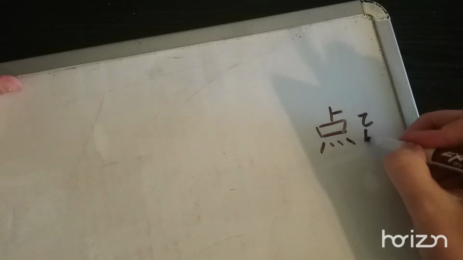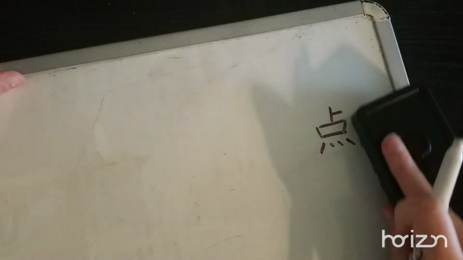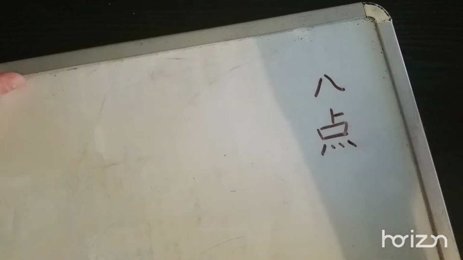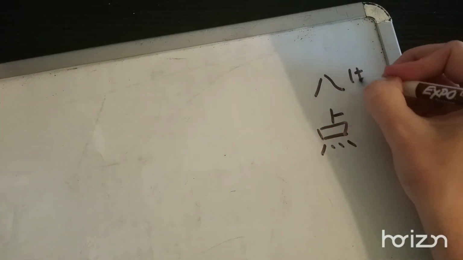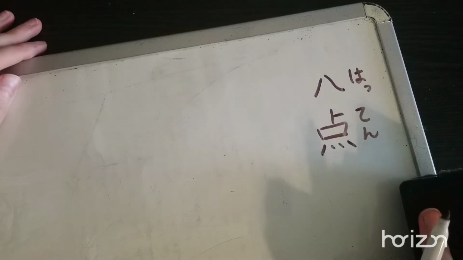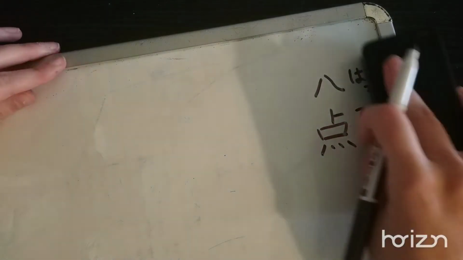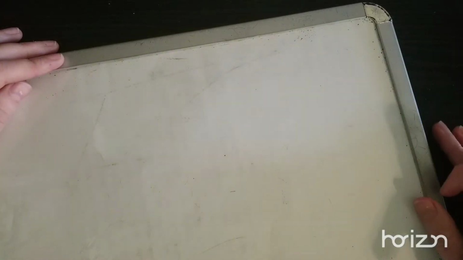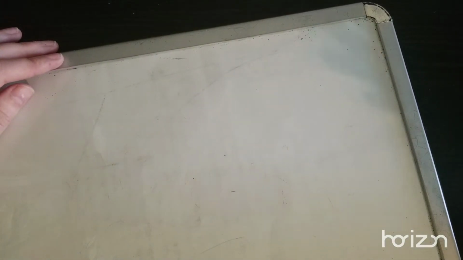Ten. So 8 points would be 8点. And we'll learn the counting system for points, which you'll probably be able to figure out just from knowing that it's 8点what the rest of them will be. But we'll talk about that in part 1 or part 2 of this lesson. Ten. These are points, not just points in a game, but also points on a test.